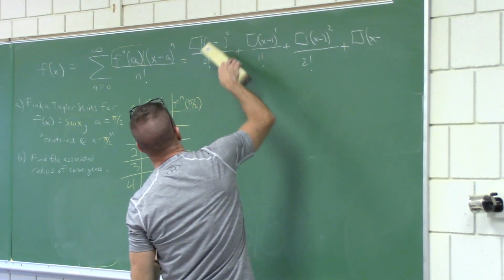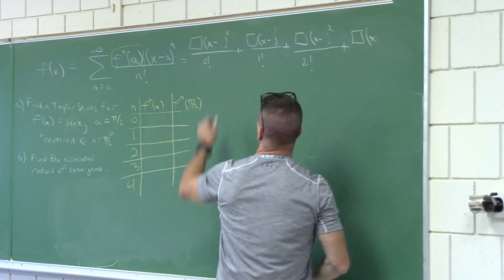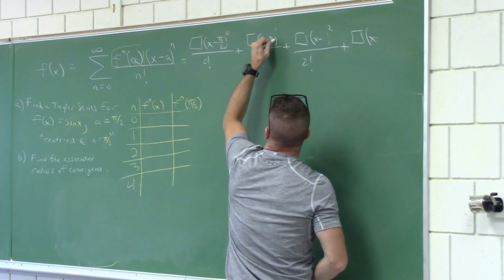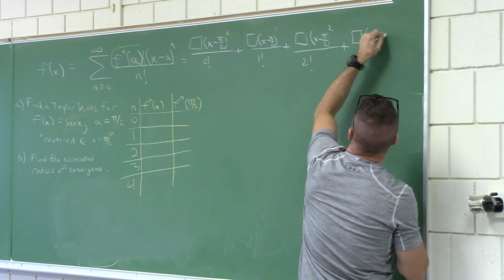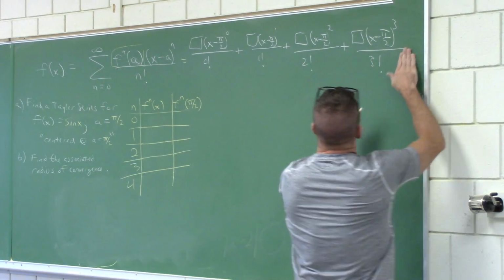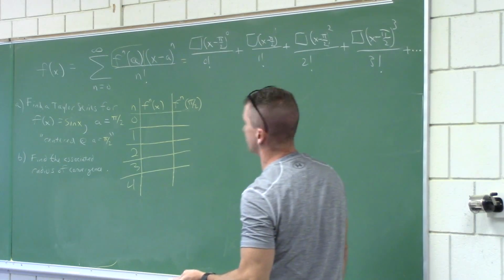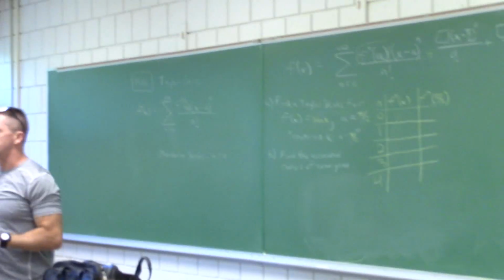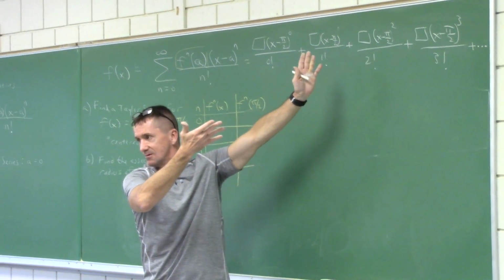What was the center? Did you get that right? The center was what? Pi over 2. So I'm going to put pi over 2 in all these: x minus pi over 2, x minus pi over 2, x minus pi over 2 to the third all over 3 factorial. And down here at the end I can just put plus dot dot dot because this will just continue. The reason I write it like this, I want you to notice that every time you find a Taylor series, your answer will look the same in terms of the setup, right?